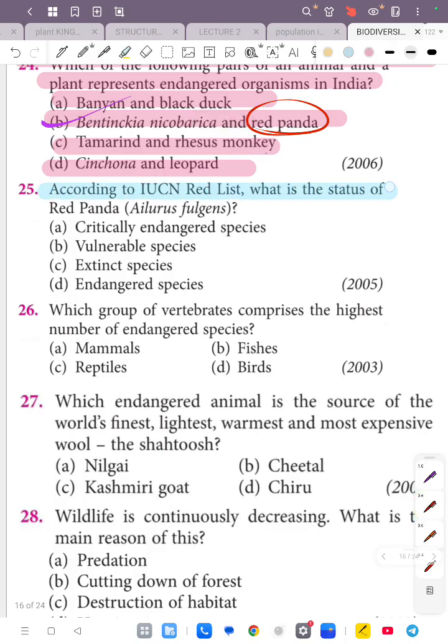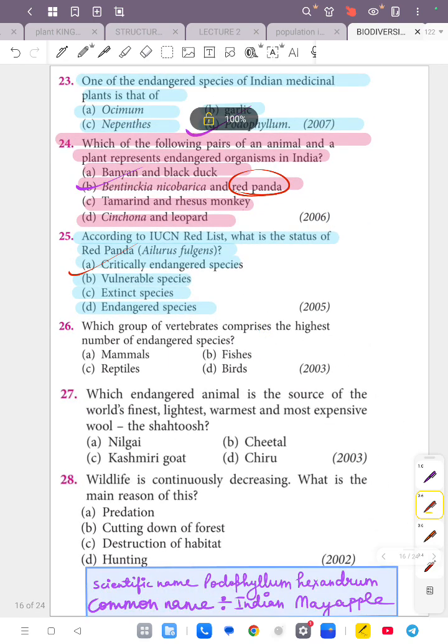According to the IUCN Red List, what is the status of the red panda? A. It's a critically endangered species. B. It's a vulnerable species. C. It's an extinct species. Or D. It's an endangered species. What do you think? It is a critically endangered species, not just endangered. So option A becomes the correct answer. Alright, moving on to the next question.